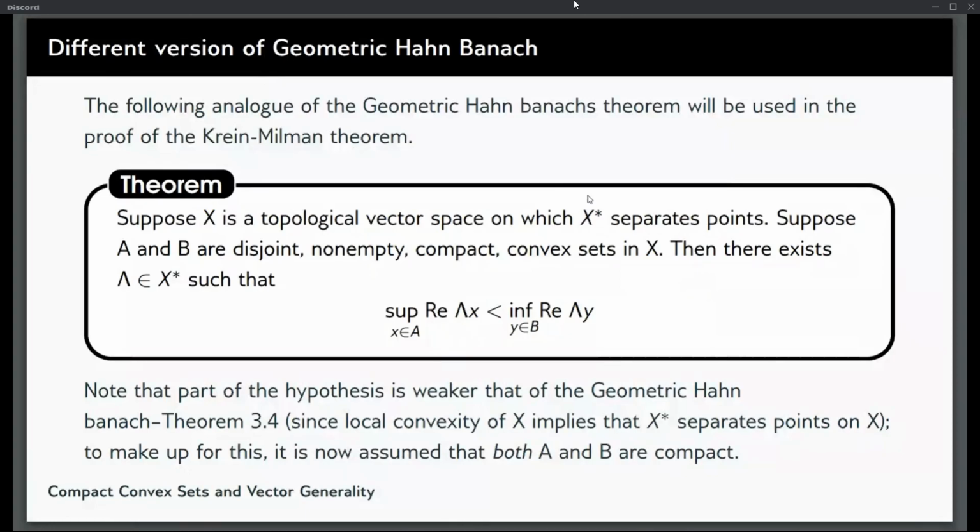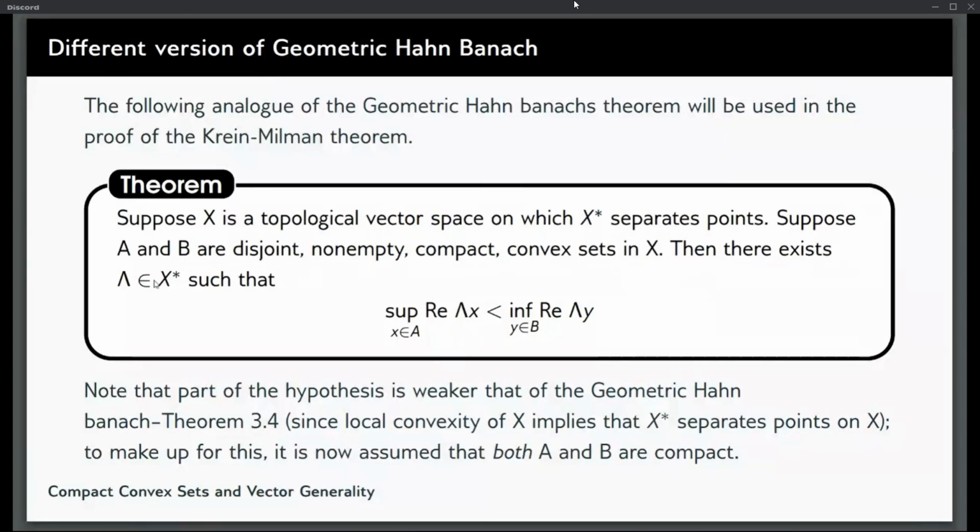I think we proved it. I'm not sure if Rudin proved it. I think he proved that in locally convex spaces, X star separates points. So yeah, that was definitely proved. Nice. So suppose A and B are disjoint, non-empty, compact, and convex sets in X.